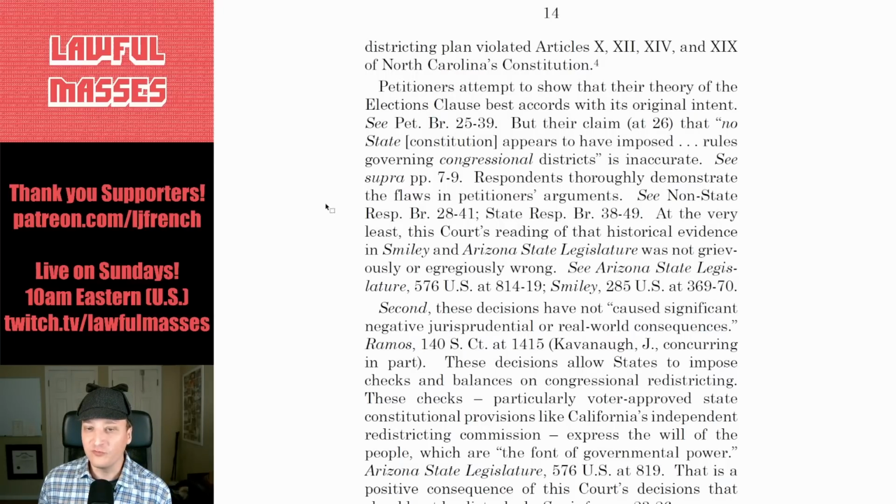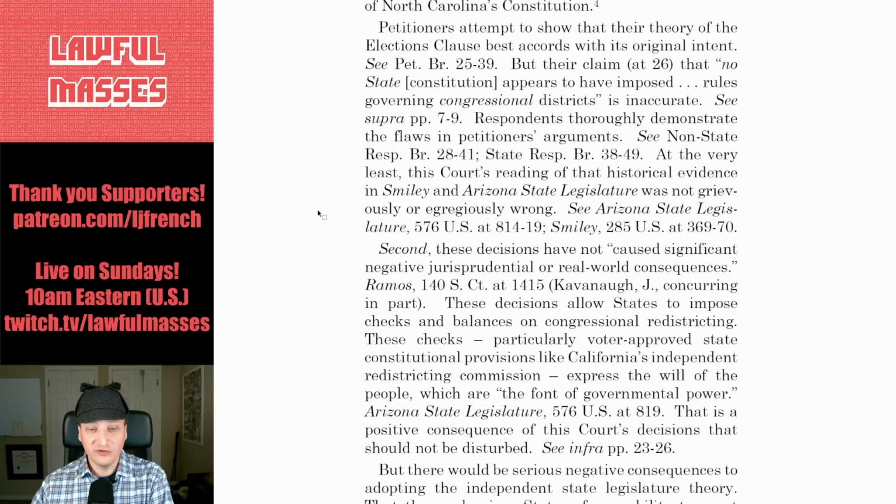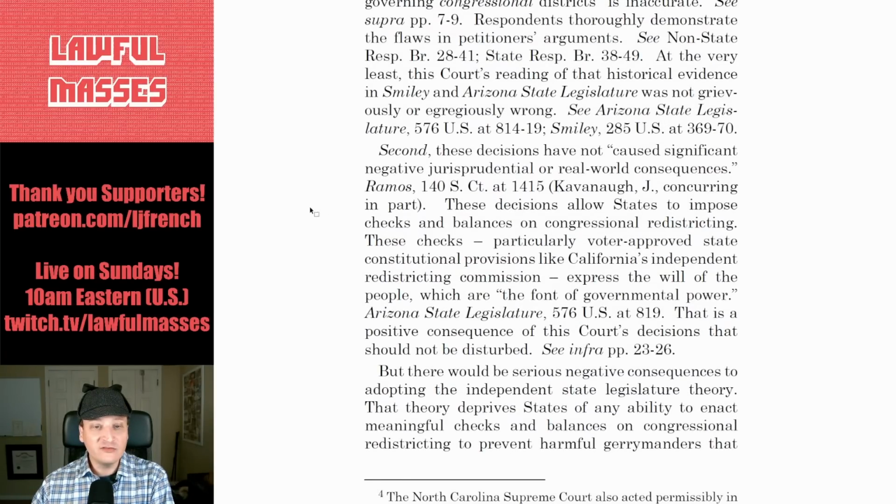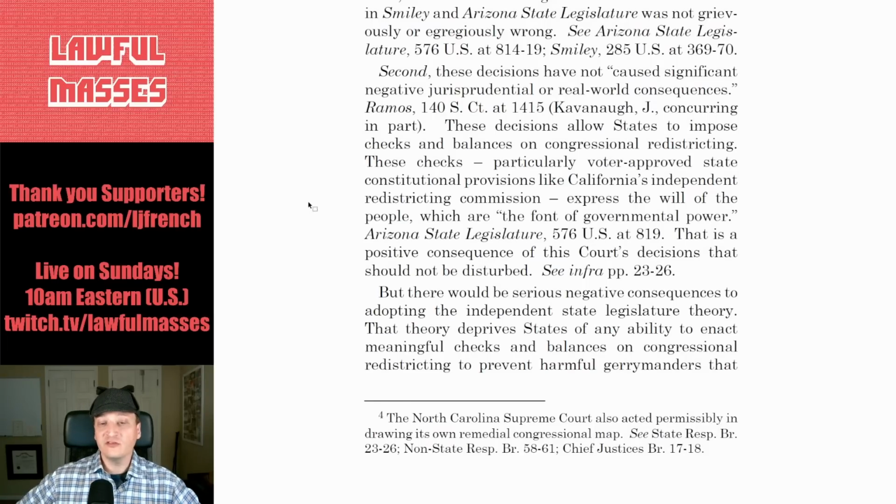Petitioners attempt to show that their theory of the Elections Clause best accords with its original intent, but their claim that no state constitution appears to have imposed rules governing congressional districts is inaccurate. Respondents thoroughly demonstrate the flaws in petitioners' arguments. At the very least, this court's reading of that historical evidence in Smiley and Arizona State Legislature was not grievously or egregiously wrong.